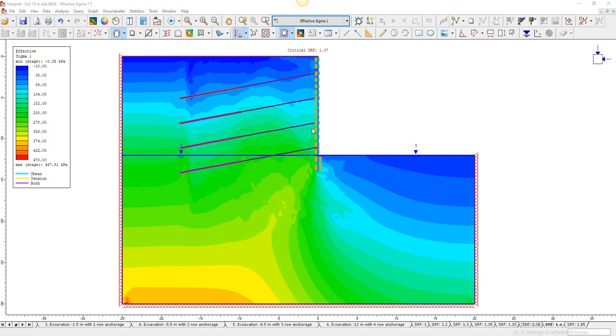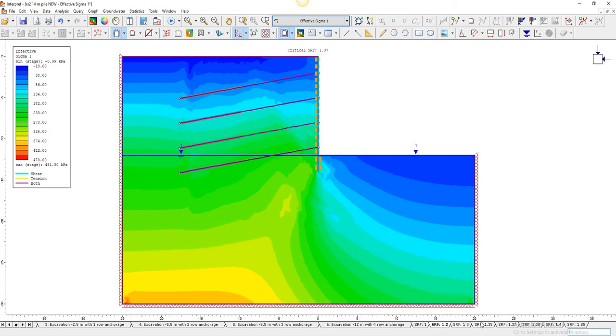I would like to make this video to answer some of the questions raised by some of you. The first one regarding the SRF stage. So the SRF stage that you can see here is actually in SSR analysis, the shear strength reduction analysis.